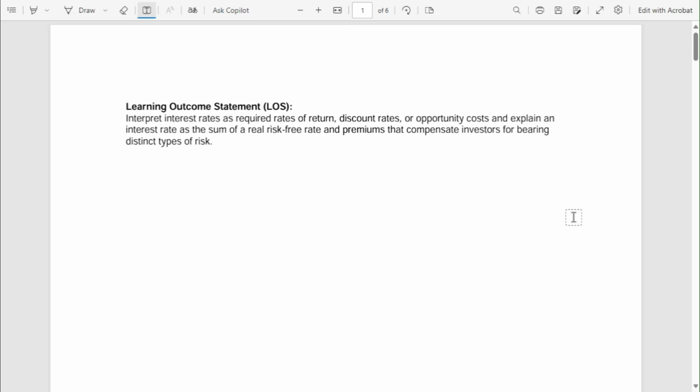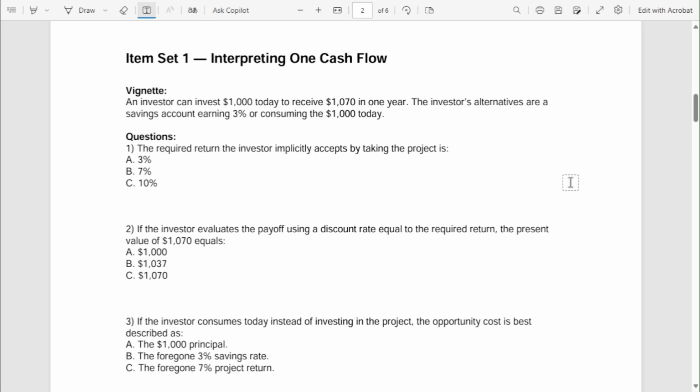In this video, we are going to go through the problem sets related to LOS1, interest rates, its interpretations, and the decomposition into its components, which I have already explained in the previous video. If you haven't already watched it, I highly recommend you do that, then watch this video. Alright, let's start. Here we have our first item set.